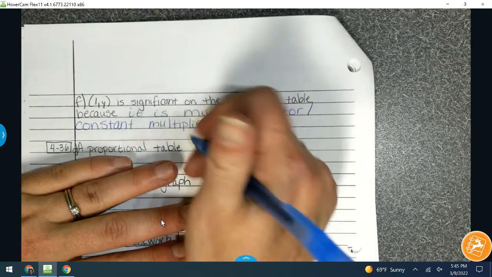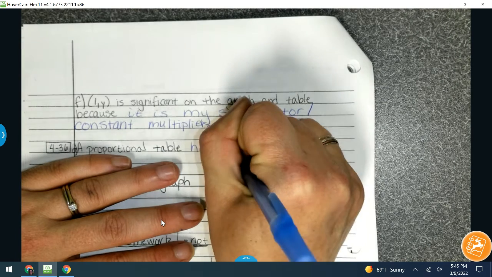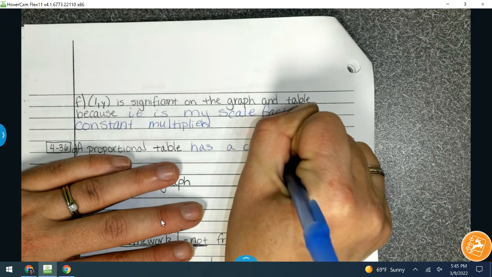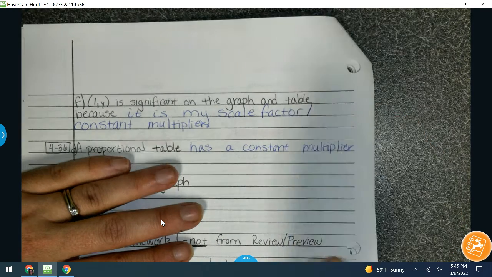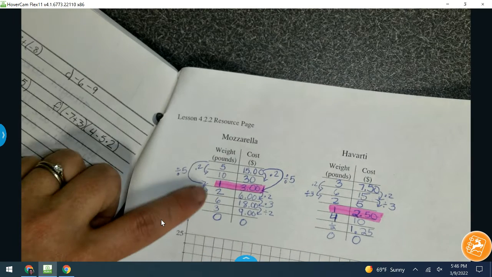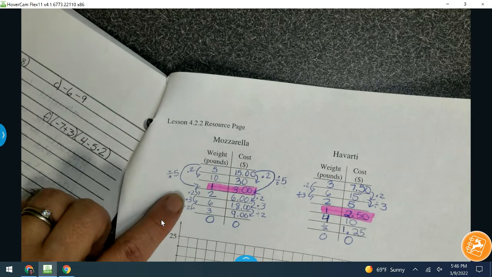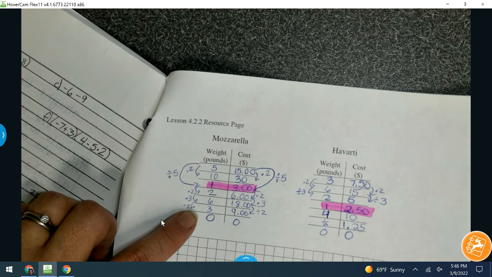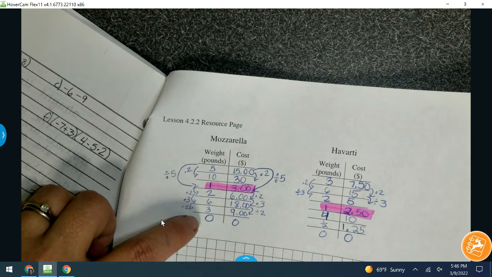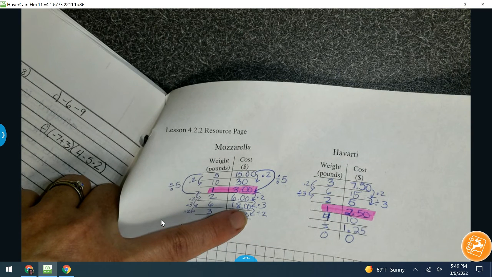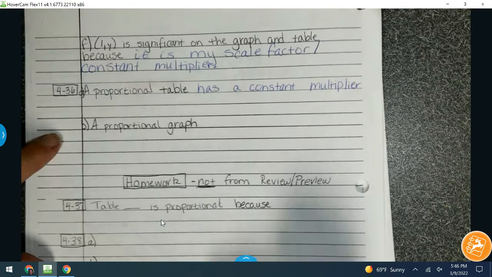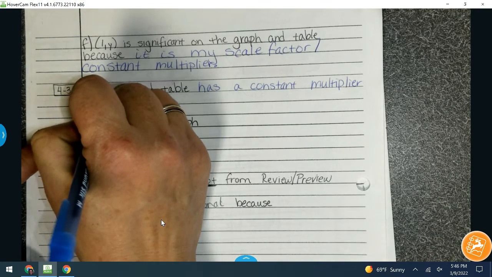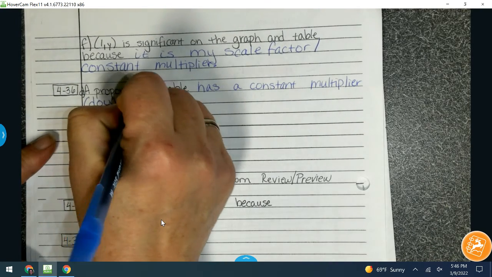So a proportional table has a constant multiplier. And in that table, I can see that constant multiplier when it doubles on both sides. So as it's doubling, sometimes tripling, quadrupling, septupling, all of those, it's going to be multiplied by the same number on both the x and the y sides. So I call that it doubles, just like Sonia's problem.